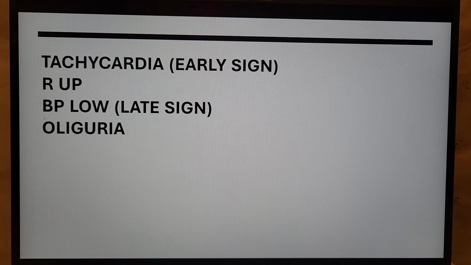Respiration also will go up. Don't wait until BP is low, hypotension, because hypotension is already the late sign of shock, okay? Remember, shock with hypotension is a late sign. And when they already have hypotension, they don't have enough blood, of course it will affect their kidneys also. Now they will have oliguria, right? Because not enough blood goes to the kidney, so the patient also has oliguria.